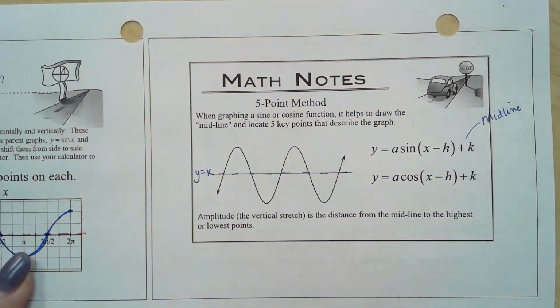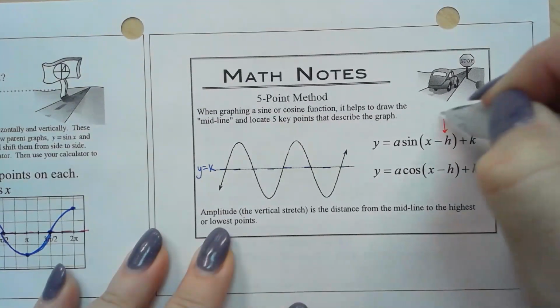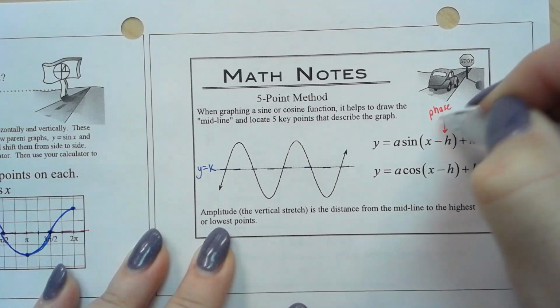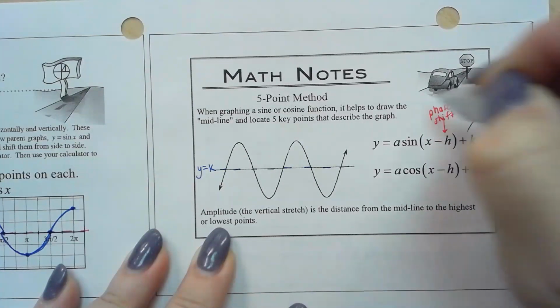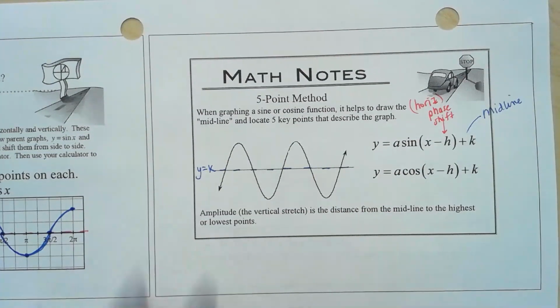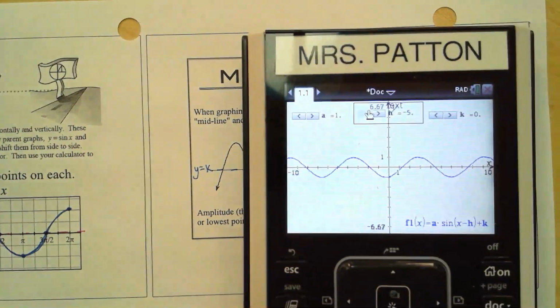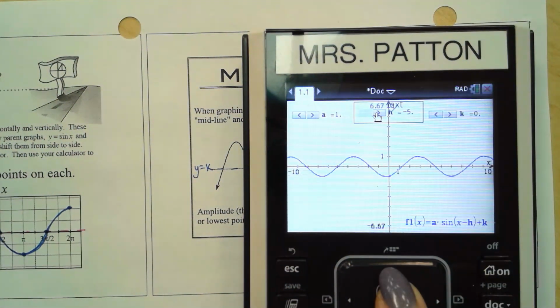That inside number, that's our horizontal shift. We're going to be calling it the phase shift. Just a new vocabulary word, but it doesn't change the fact that it's still a horizontal shift, side to side. Okay. All right. And let's make this go back to 0. Went too far.